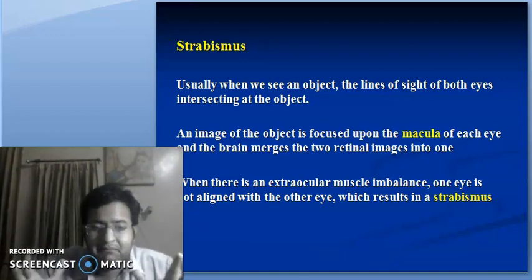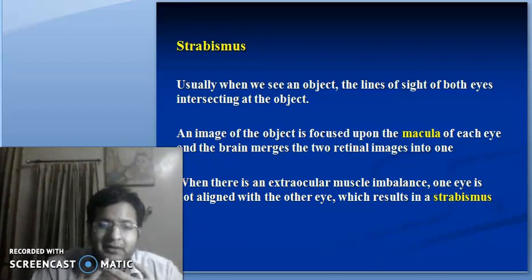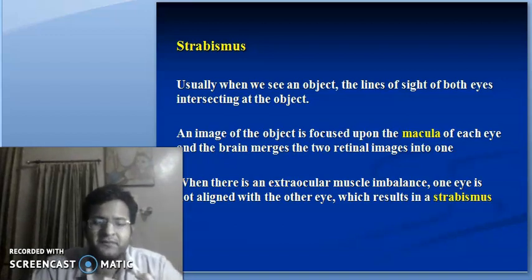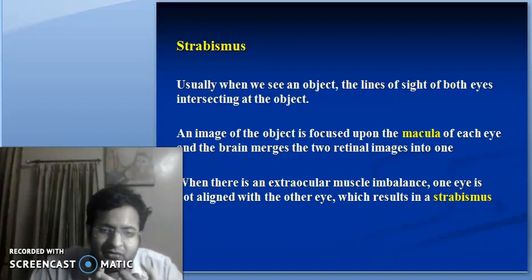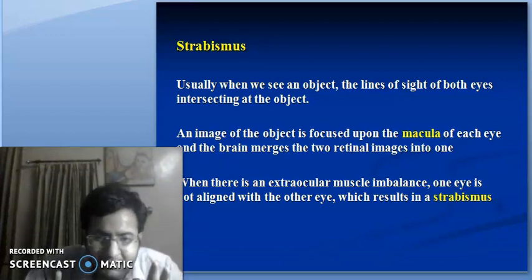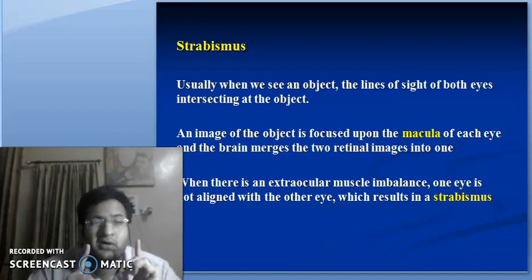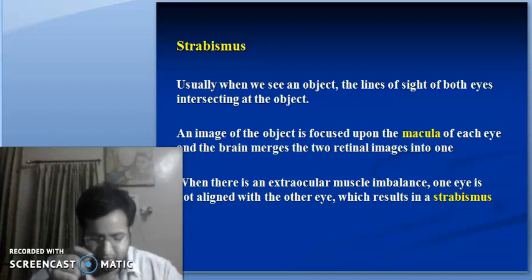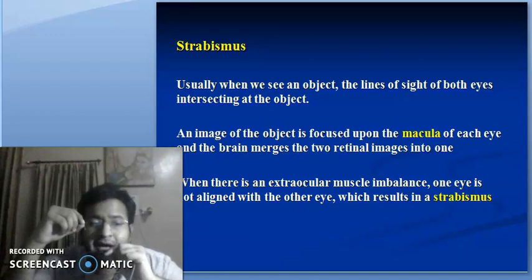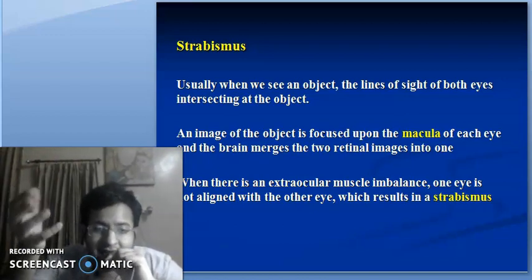Whenever there is an imbalance of the extraocular muscles, you remember them: superior rectus, inferior rectus, medial rectus, lateral rectus, superior oblique, inferior oblique. Especially in the primary position, one eye may not be aligned to the visual axis of the other eye, and this is known as strabismus, and in simple English, the squint.